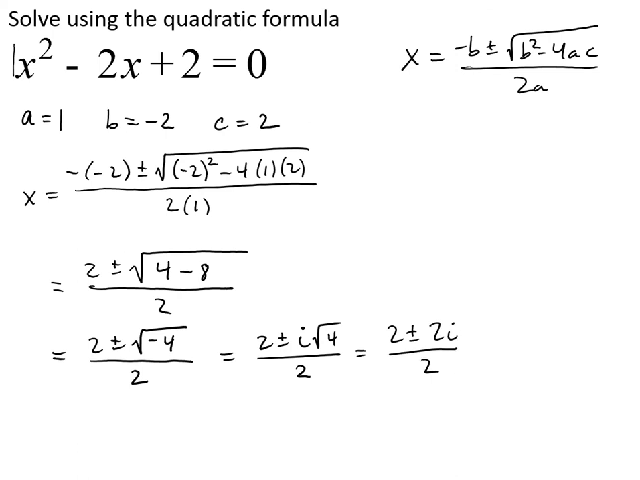Now 2 goes into everything, so we can simplify this, or you can think of it as just dividing each term on top by 2. So 2 divided by 2 is 1, plus or minus 2 divided by 2 is 1i. So our two solutions there are x equals 1 plus i and x equals 1 minus i. Or we can just write that as x equals 1 plus or minus i.